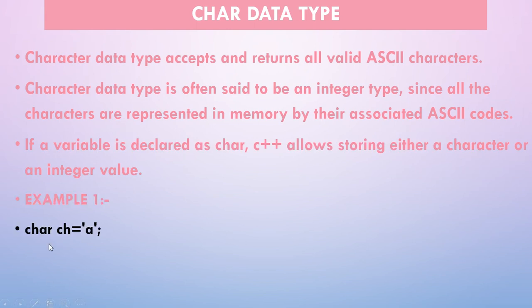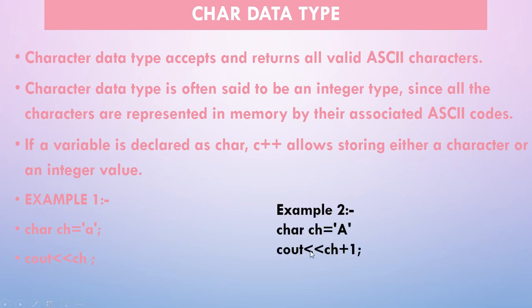For example, char ch equal to 'a'. The ASCII value of small a is 97. So if we give cout ch, what is the output we will get? We will get the value a. Actually, a character constant has to be given in single quotes, so we have given it in single quotes. Then the output, when we give ch, displays a. Now if you give ch equal to capital A, what is the integer value of capital A? It is 65. In the next statement they have given cout ch plus 1.